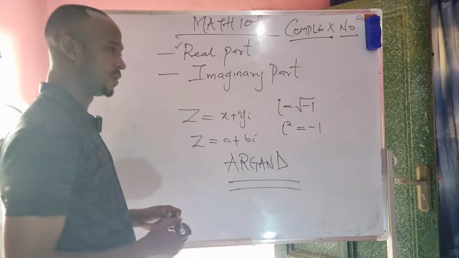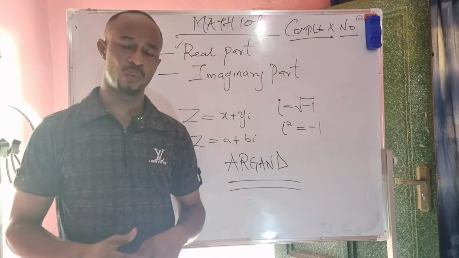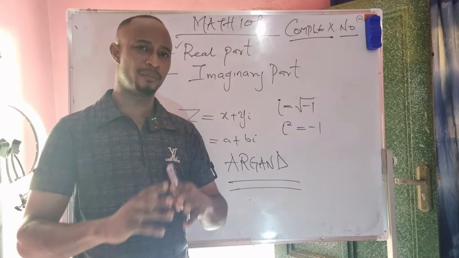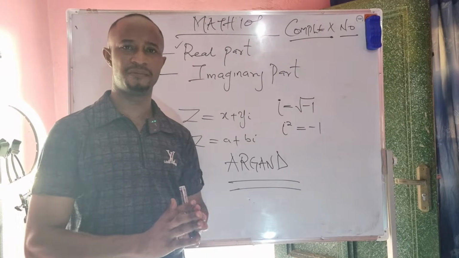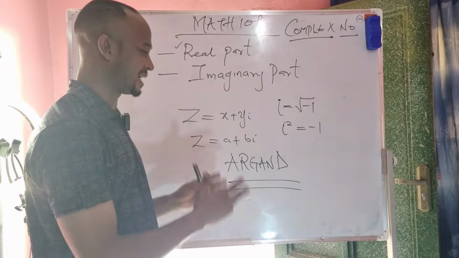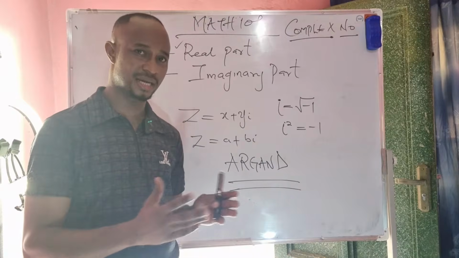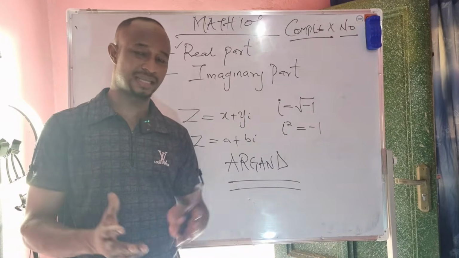Using the Cartesian diagram, we can locate where a complex number can be constructed or can be fixed in a diagram called what? An Argand diagram. Okay? Or using an Argand diagram rather.